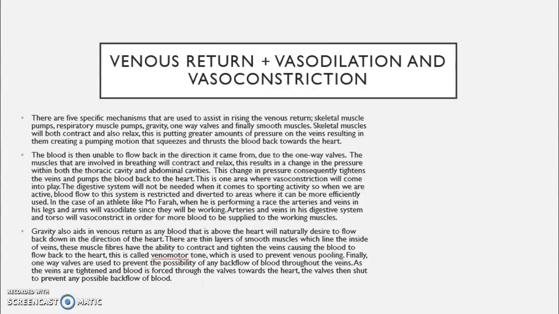Gravity is also an aid in venous return, as any blood that is above the heart will naturally desire to flow down in the direction of the heart. So there are thin layers of smooth muscle which line the inside of veins, and these muscle fibers have the ability to contract and tighten the veins, causing the blood to flow back to the heart. And this is called venomotor tone, which is used to prevent venous pooling.